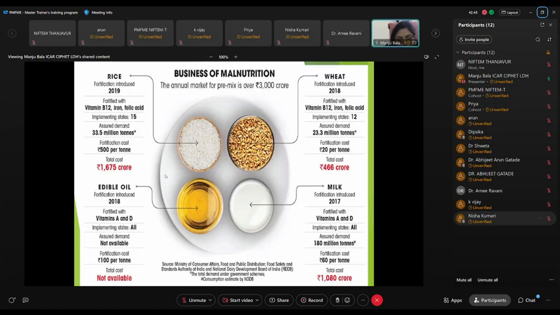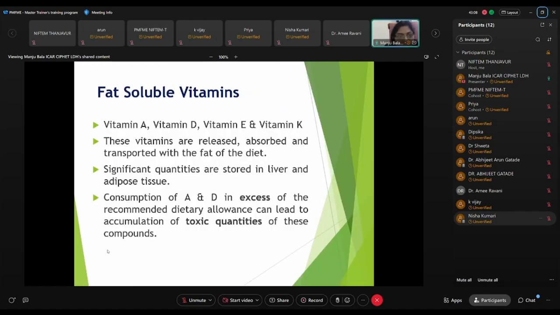This is the business of malnutrition, considering those in India. This is the scenario in India, in which it is shown that the total cost is 1675 crore for edible oil. The data from where I have taken the picture was not shown, but still, now we can see on our shelf that all kinds of oils are mostly fortified with A and D.